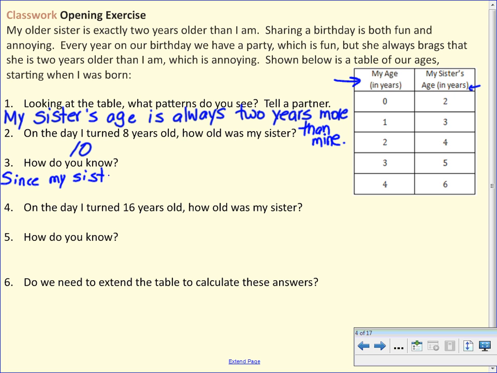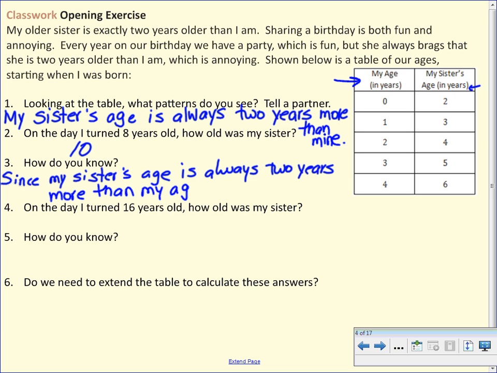How did you know it was 10? Yep. Because the sister is always 2 years older. Exactly. Since my sister's age is always 2 years more than my age, we just add. So if I'm 8, 2 more years, that would be 10.